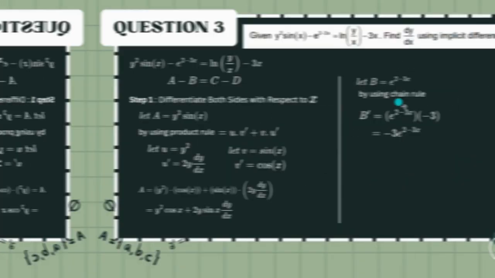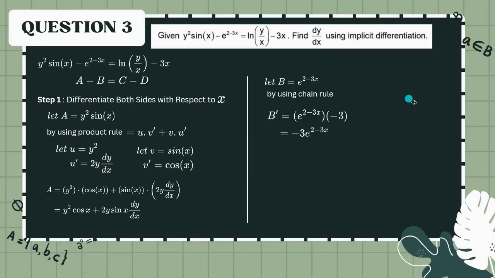Okay, hi, my name is Tengku Anik Hakimi Salamuddin. I will be presenting question 3. Question 3 is: given y squared sine of x minus e to the power of 2 minus 3x equals ln of y per x minus 3x. Find dy/dx by using implicit differentiation. So this is the question that's been transferred to my slide.